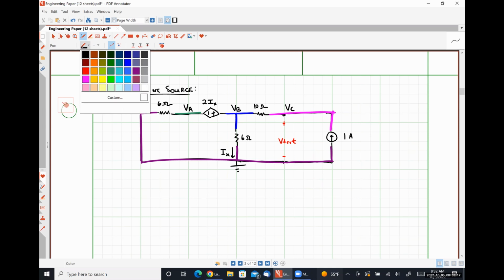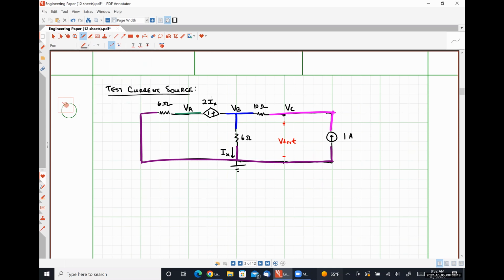Because we chose the bottom node as our reference node, we are going to have a super node. So we're going to take this current flowing out of the super node, this current flowing out of the super node, and this current flowing out of the super node into account. When we get to that step, I'm just making sure that we recognize that we are going to have to do that.